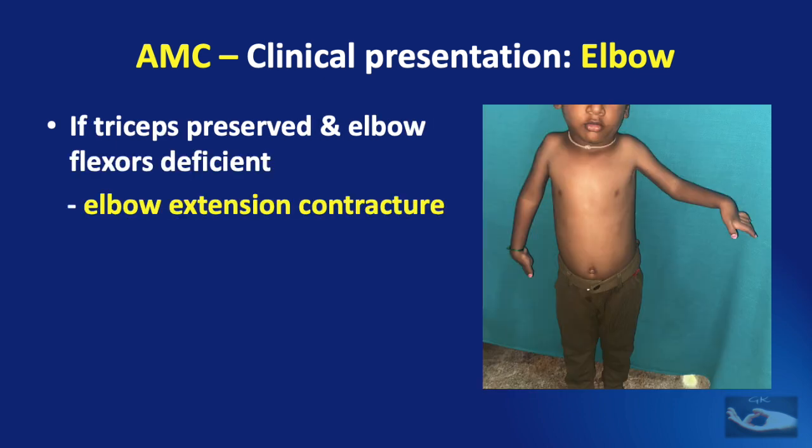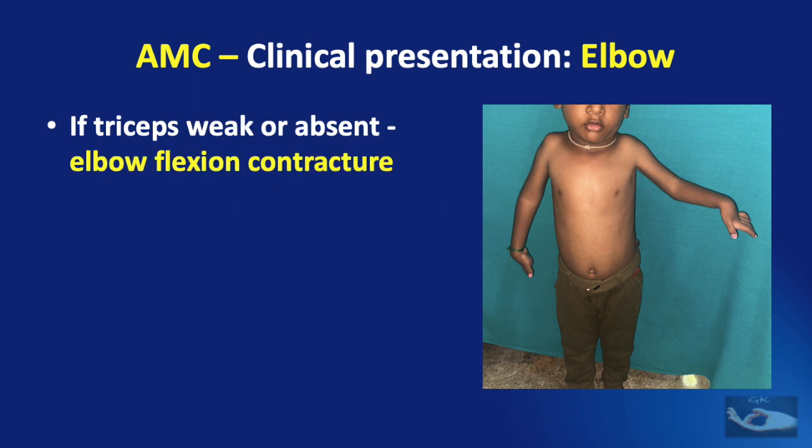The commonly seen pattern is if the triceps is preserved and the elbow flexors are deficient, this will result in an elbow extension contracture, as can be seen in the right elbow of this patient, or if the triceps is weak or absent with an active biceps, elbow flexion contracture may result, as seen in the left elbow of this patient.